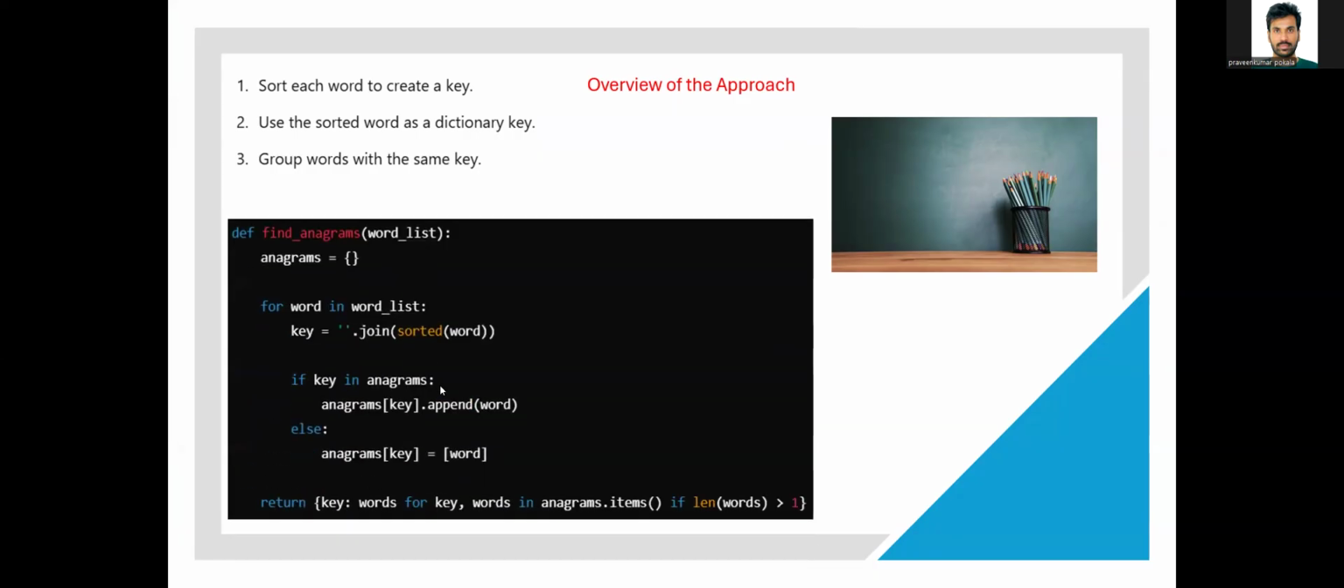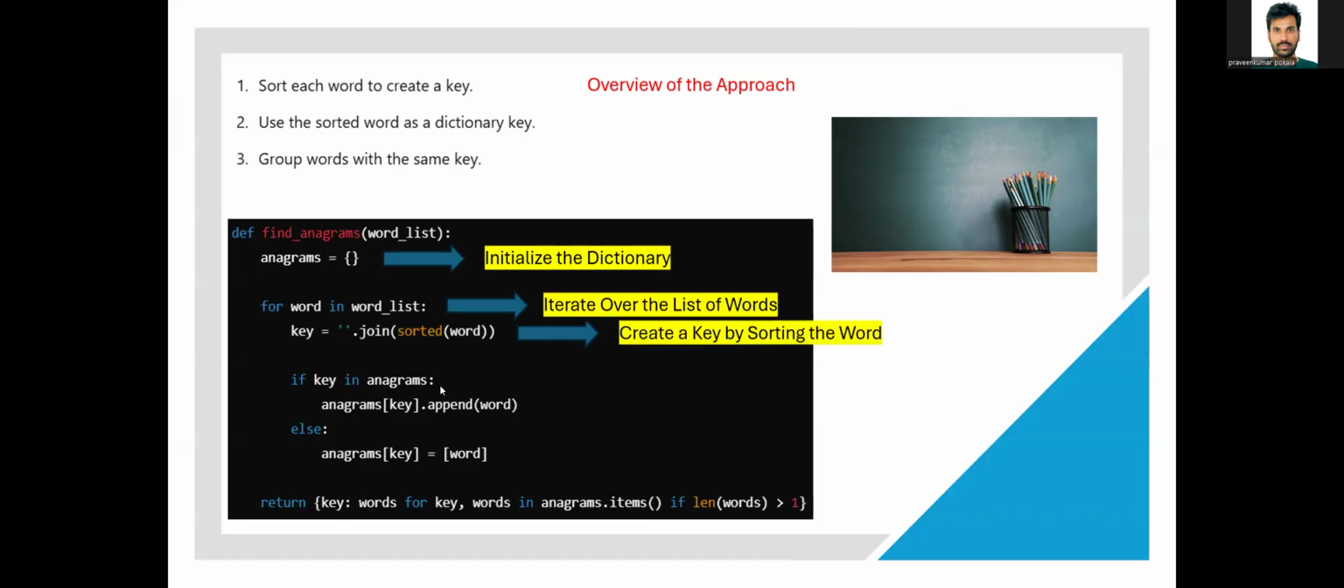So this is the code block that does the above functionality. We start by defining a function, find anagrams, that takes a list of words, and we use standard dictionaries to store our results. For each word, we create a sorted key and group the words based on the key.